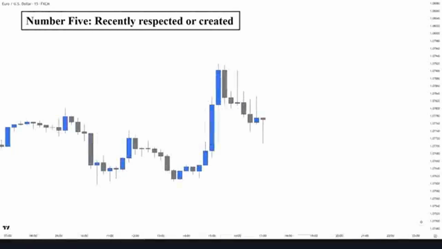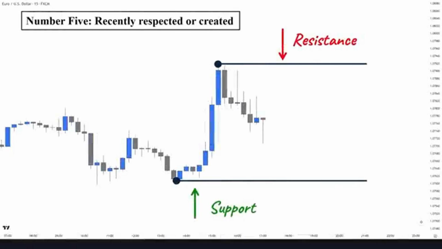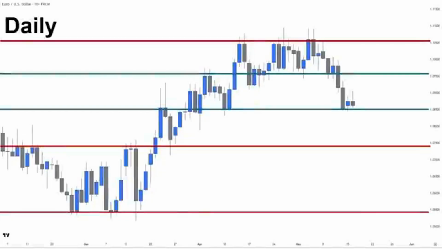Number 5. Recently respected or created levels. The recent levels in front of the price are always more effective since they are current and new, whether they are traditional support, resistance, or order blocks. Now with all being said, let's zoom into the 4 hours time frame to continue our analysis, which is where the smart money concepts come in.